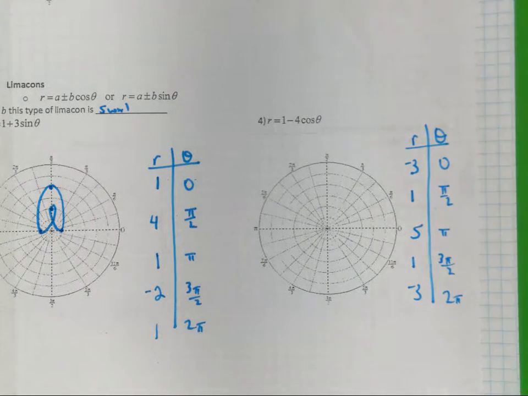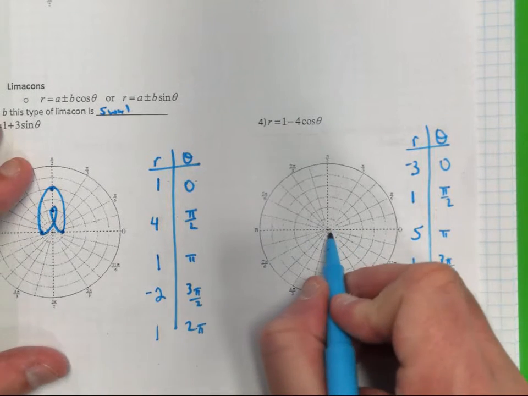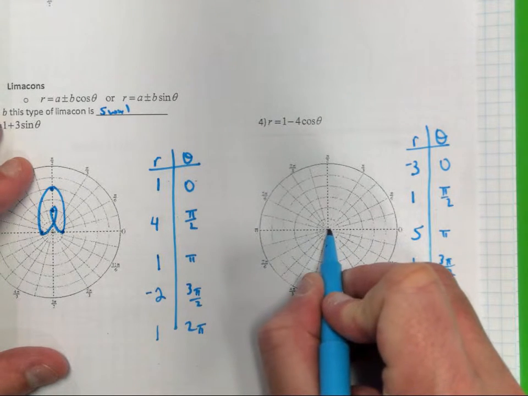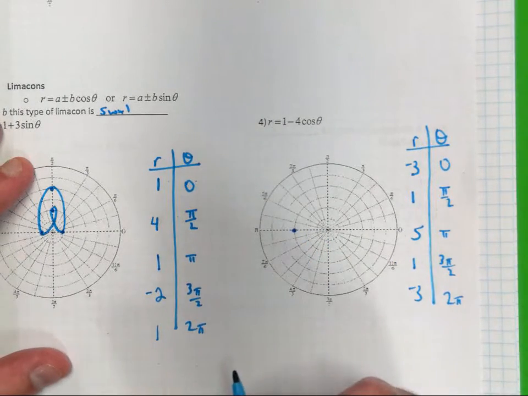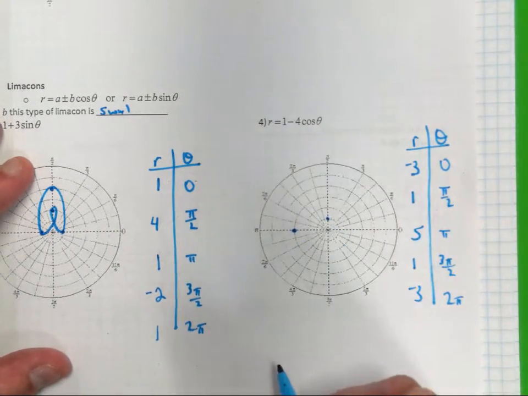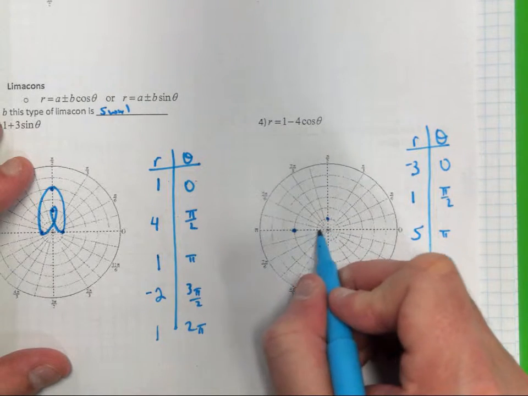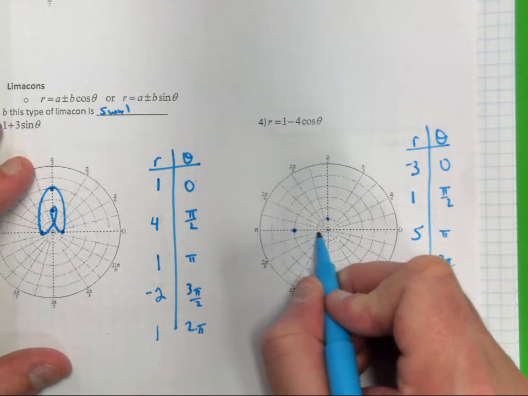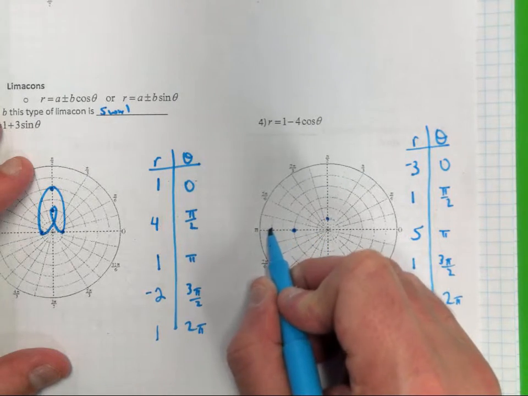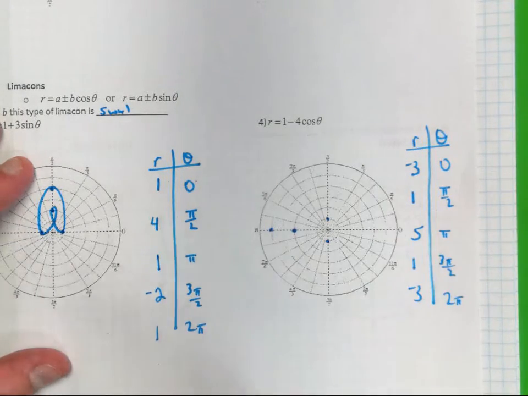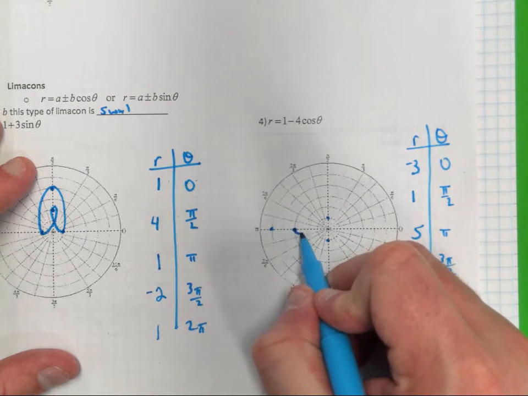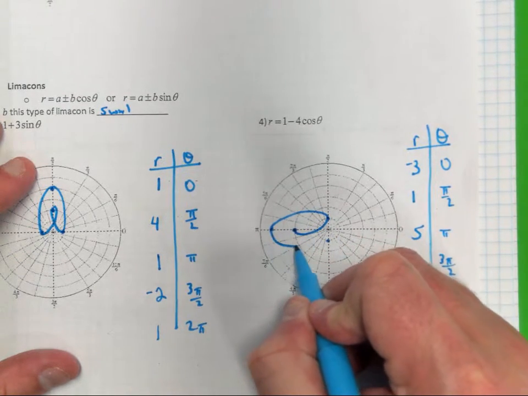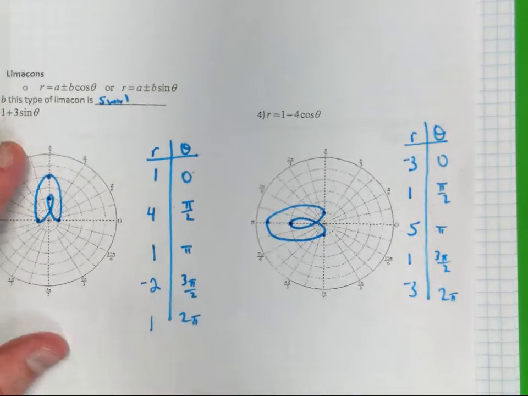All right. Negative 3, 0. Okay. I'm going to go to 0. I'm going to go backwards to 180. 1 up to pi over 2. Go toward pi. That's 1, 2, 3, 4, 5. Okay. Got my 4 dots there. So I'm going to start here. And there's my graph.